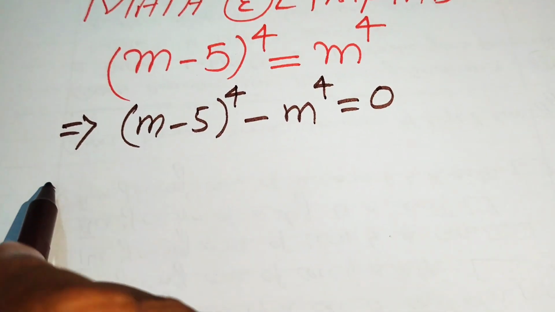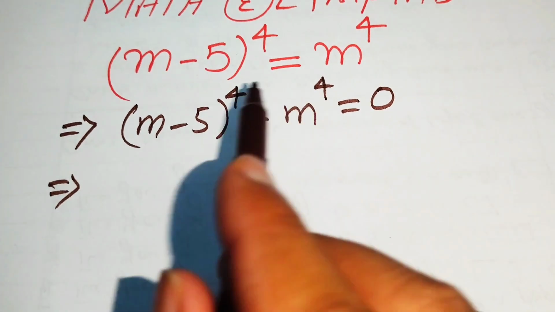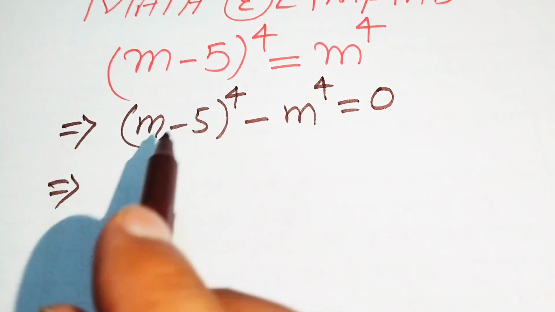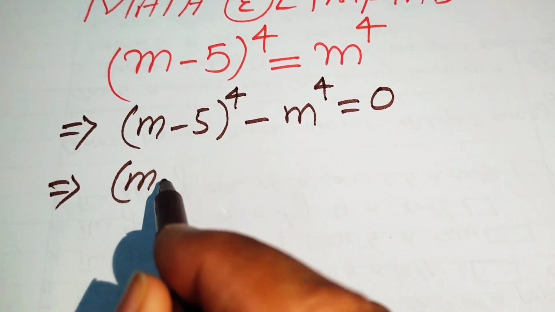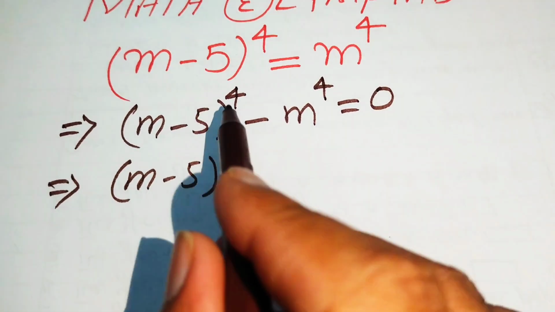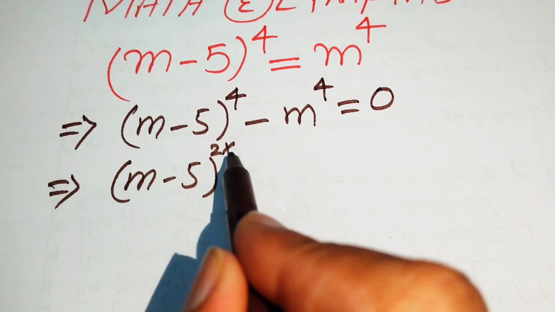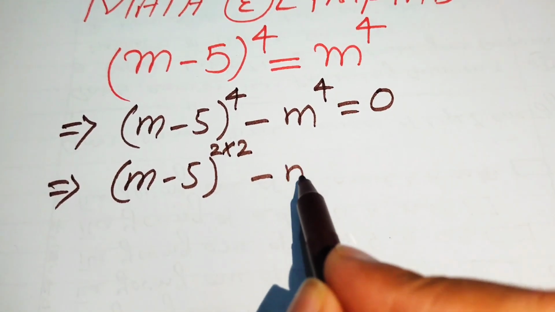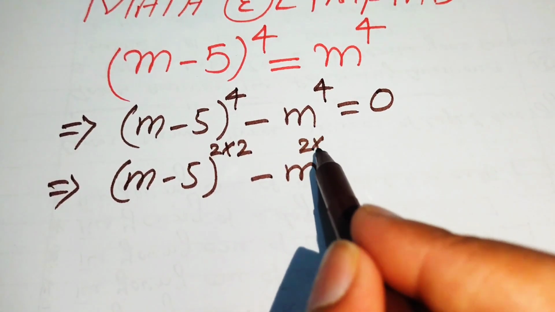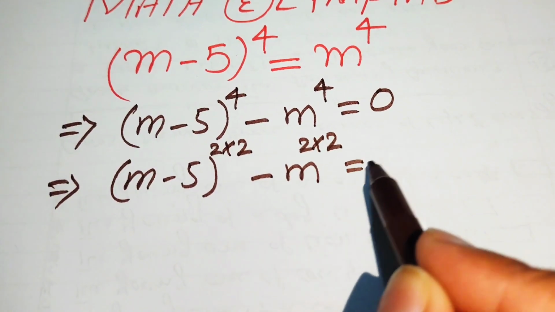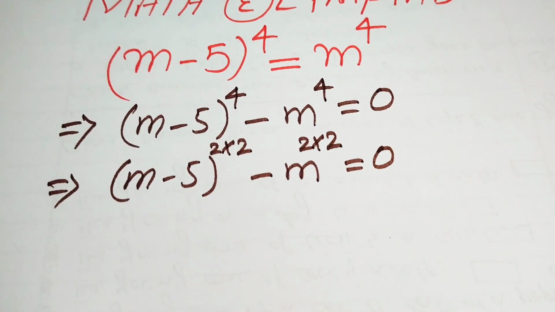Now in the next step, we just focus on the exponent of both of these terms, and we break this 4 and write it as (m - 5)^(2 times 2) - m^(2 times 2), since 2 times 2 is 4, and this whole equals 0.